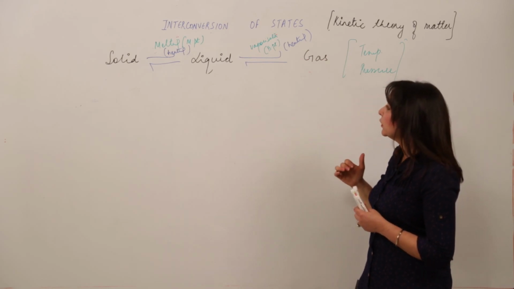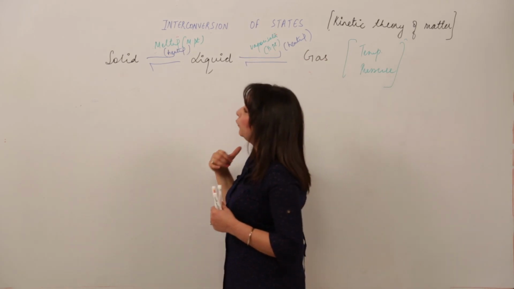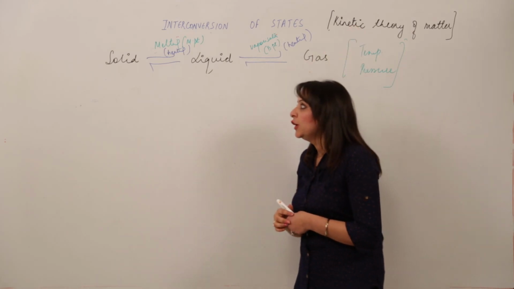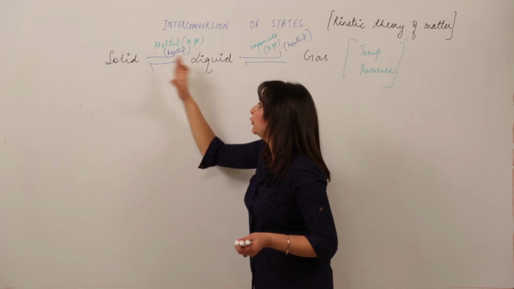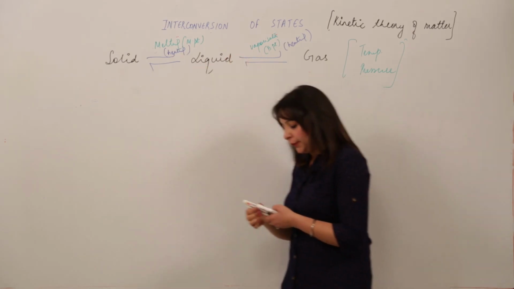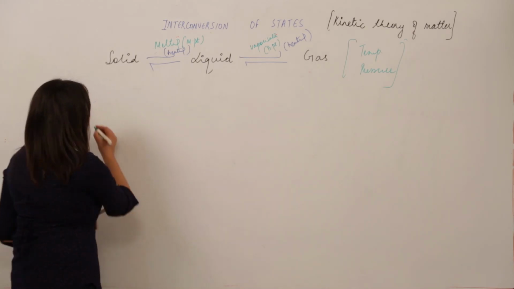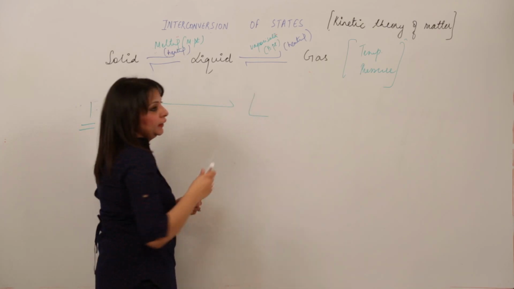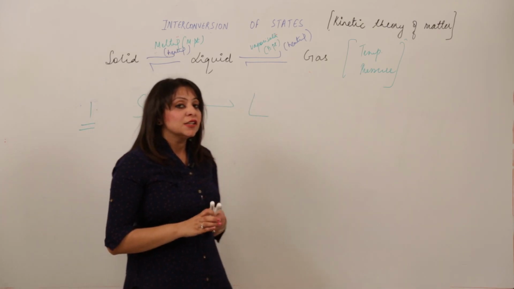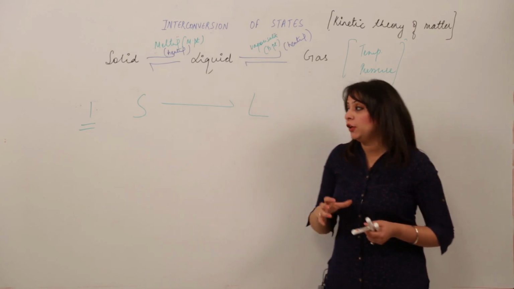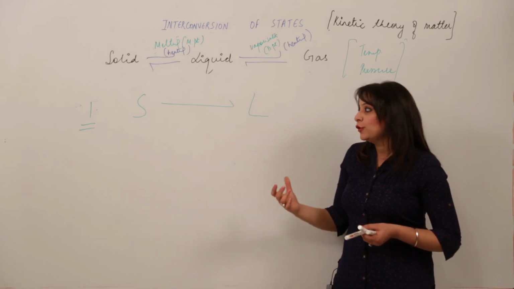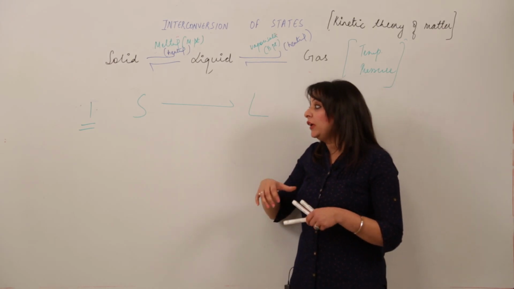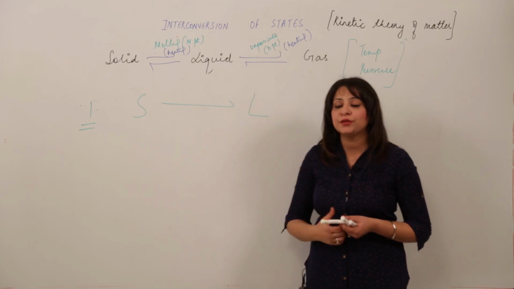Now, I want you to know how it can be explained on the basis of the kinetic theory of matter. We are taking the conversions only solid to liquid and liquid to gas. So we are considering the first phenomenon, that is the conversion of solid to liquid. Obviously, when the states are changing, there is a change in the particle arrangement also. I want you to know how that change is carried out and what actually is happening when solid gets converted into liquid.